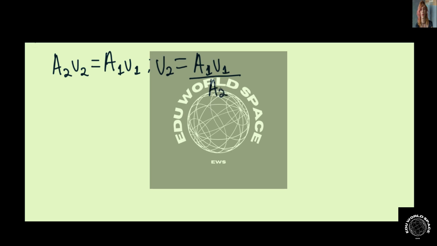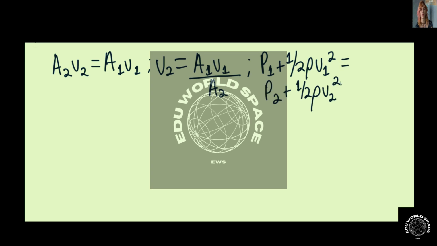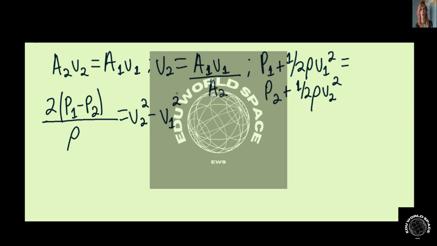And then we can use Bernoulli's equation. So for Bernoulli's equation, we can simply say P sub 1 plus 1/2 rho V sub 1 squared should equal P sub 2 plus 1/2 rho V sub 2 squared. So here we can then say that 2 times P sub 1 minus P sub 2 divided by the density equals V sub 2 squared minus V sub 1 squared.